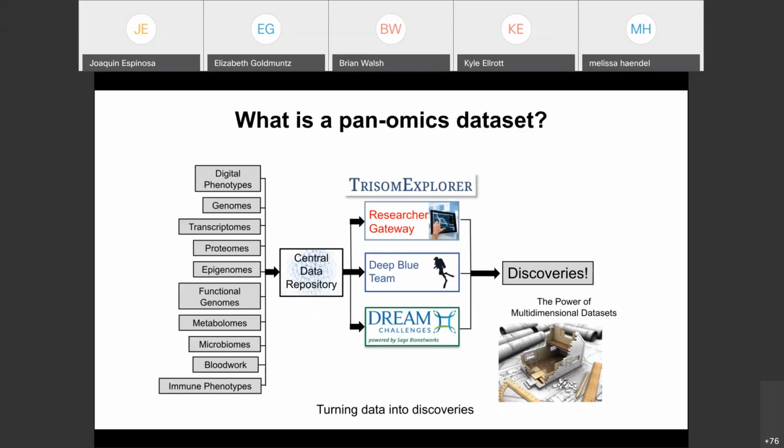And then if you do panomics, it is also possible to bring all that data together in a relational system where then you can analyze that multidimensional data set by a number of strategies, like a public portal or what we call the deep blue team, the data scientists and bioinformaticians that can go very deep into that data, or even perhaps do crowdsource analysis with platforms such as the DREAM challenges. So we're big fans of these multidimensional data sets looking beyond the DNA. Next slide.